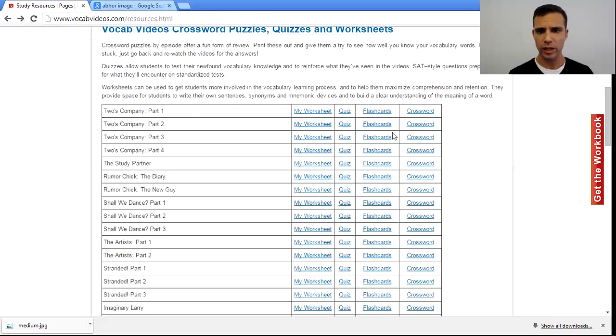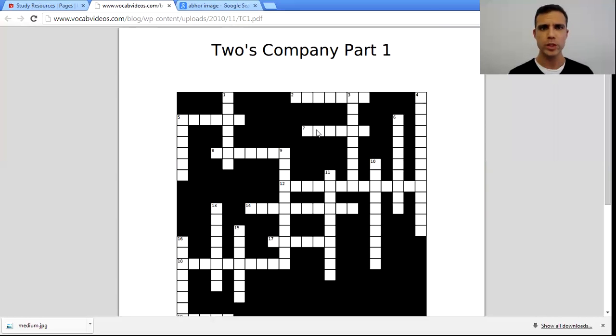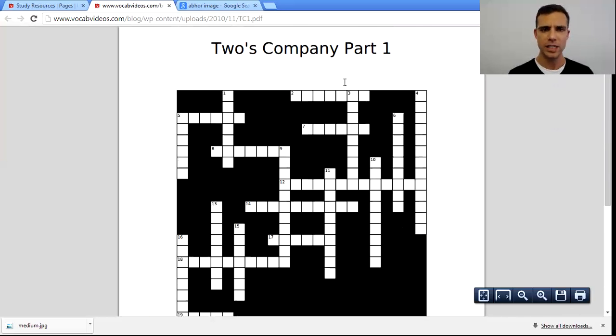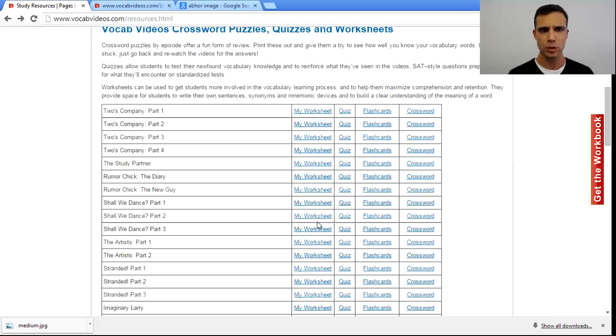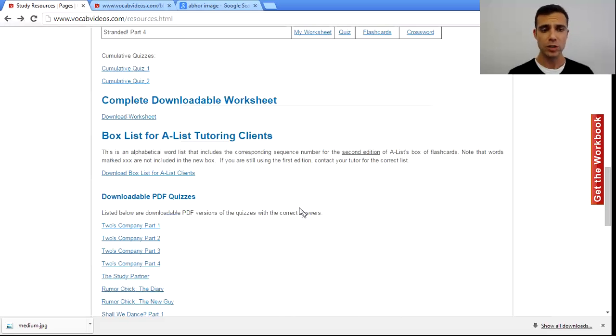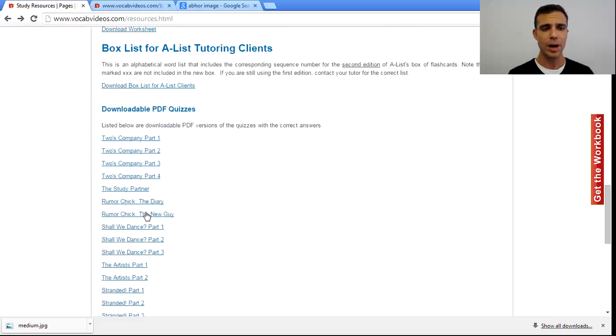The final hyperlinked opportunity there for resources are crossword puzzles. Here we have crossword puzzles for each of the sets of 20. Definitions appear down at the bottom, and this is a fun activity for students to be able to do in class. We've got downloadable worksheets that you can print and hand out to students, and the PDF quizzes appear at the bottom of the page.